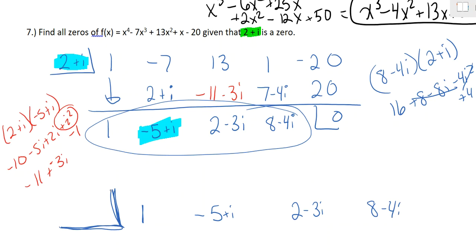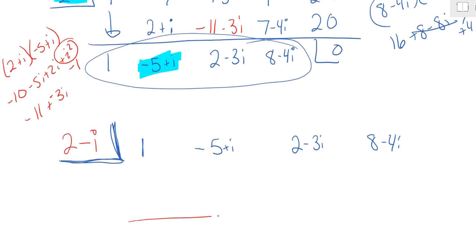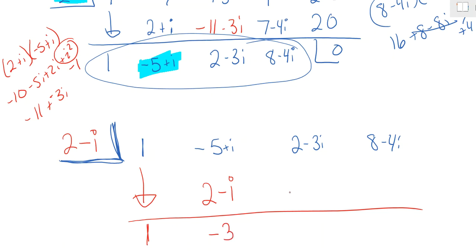Now going back again to that conjugate theorem, if I know that 2 plus i is a 0, then 2 minus i is going to be a 0. So I'm going to go through this process again. We're 1 right here, and then this is 2 minus i. Now luckily those i's cancel out. I get negative 3. And then I'm going to get negative 6 plus 3i. I get negative 4. And when I multiply, I get negative 8 plus 4i. And that one worked out a little bit nicer. We didn't have to do any foiling, and that is 0.